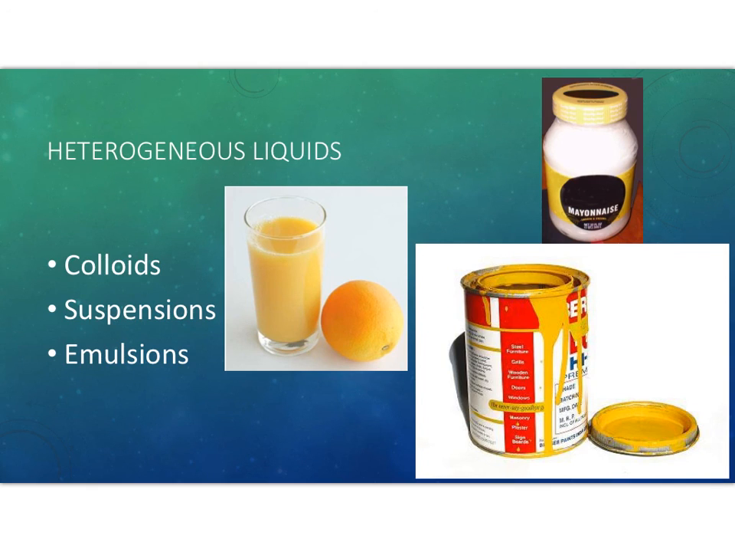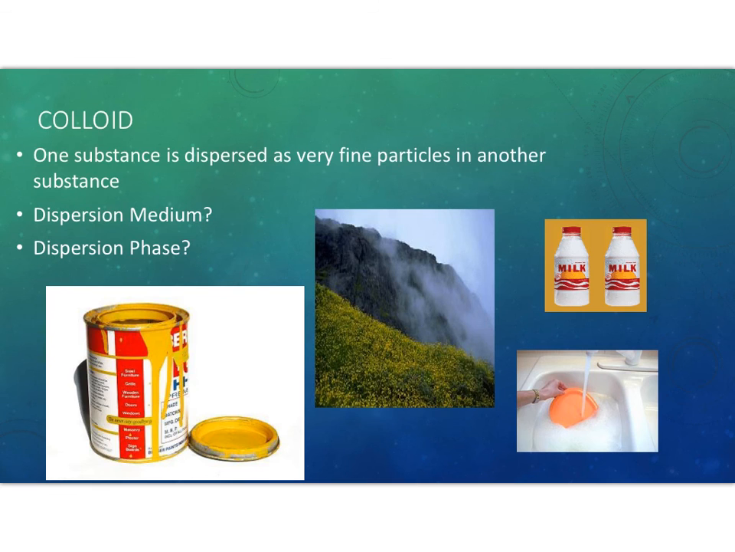Colloids, suspensions, and emulsions are all examples of heterogeneous liquids. Take a moment to write these down and I will give you descriptions in the following slides. A colloid is when one substance is dispersed as very fine particles in another substance. The easiest example of a colloid is fog. Fog is water vapor, as you can see there, that's dispersed as very fine particles in air.